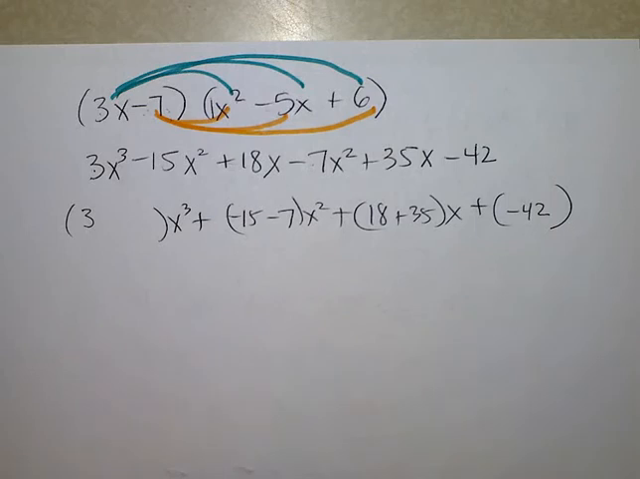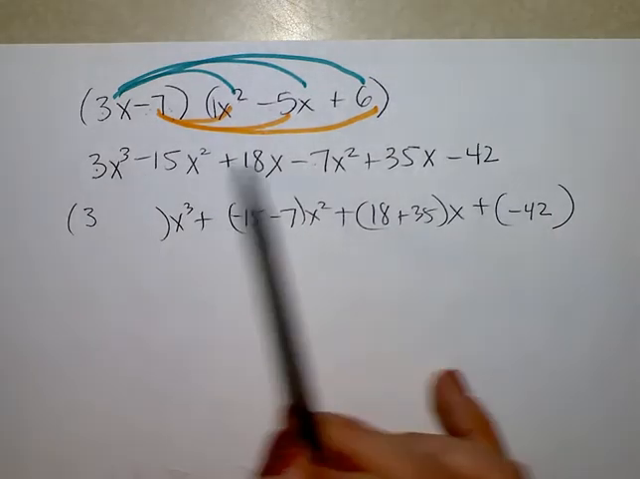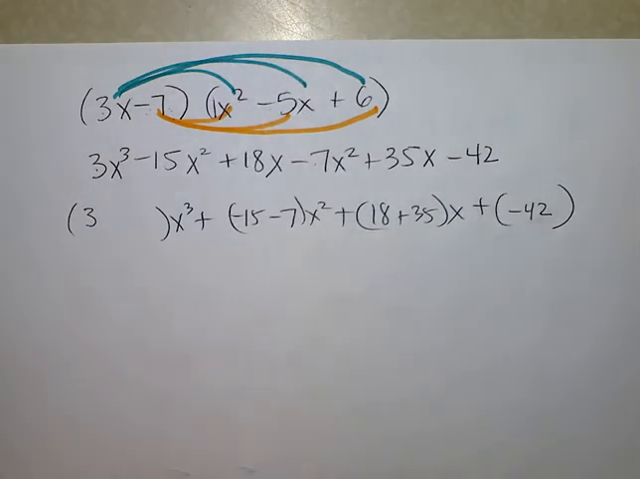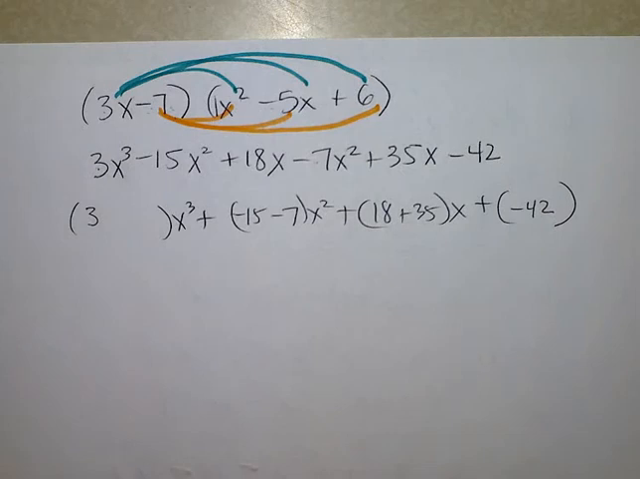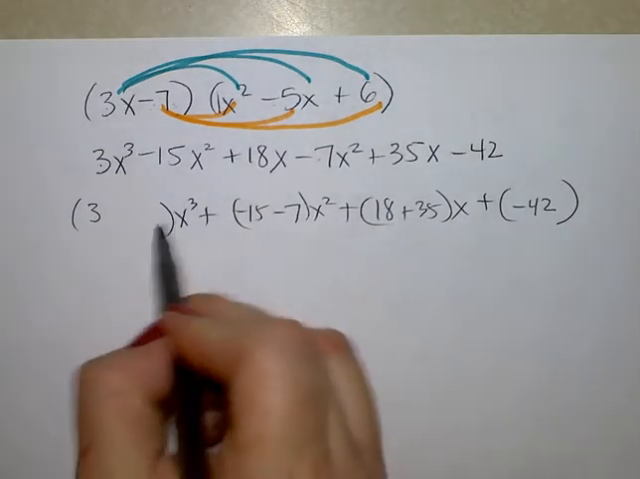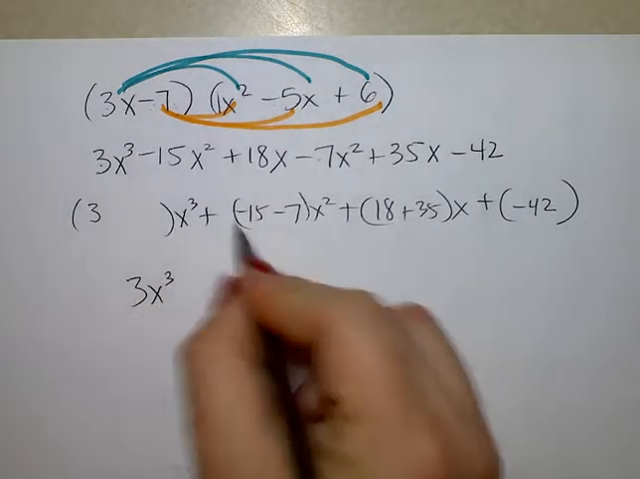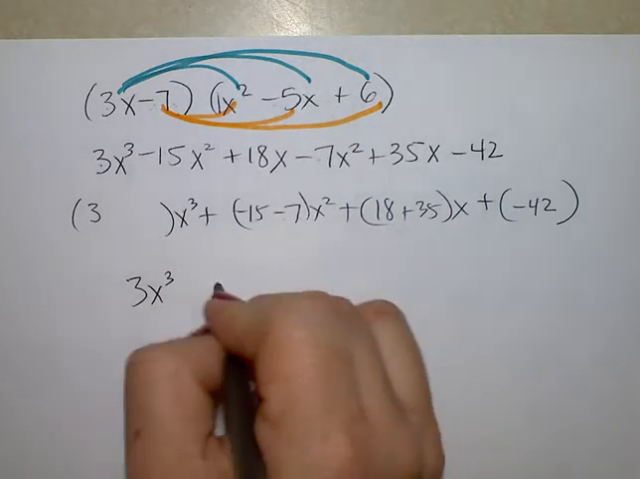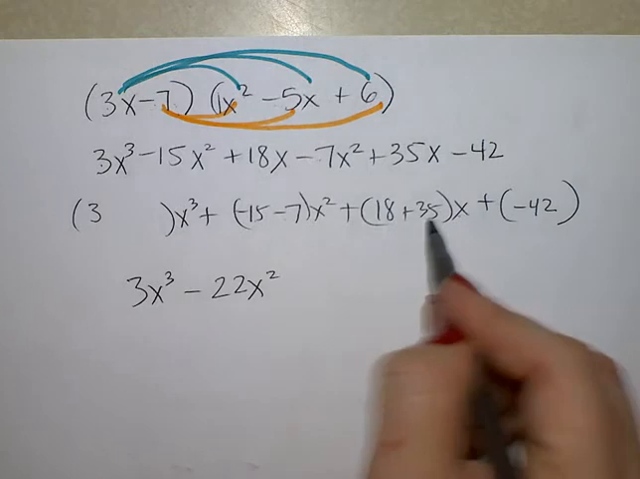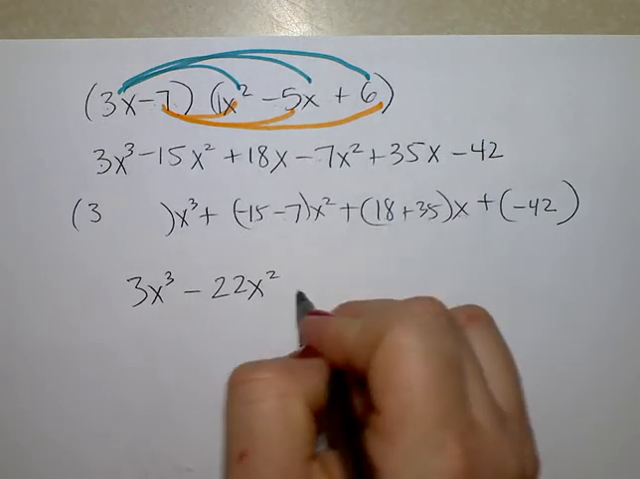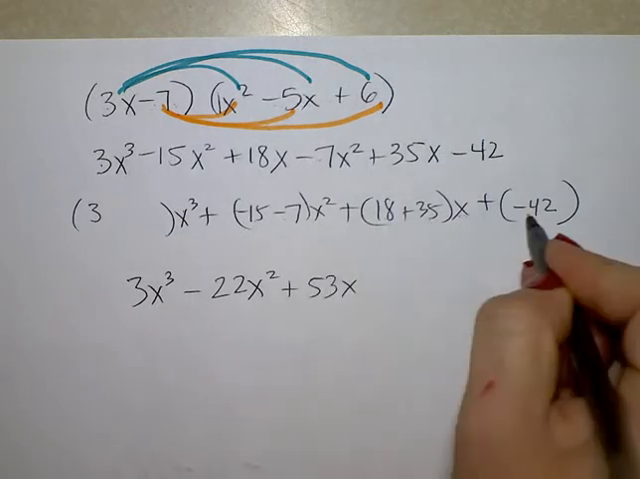Now some of you are going to just choose to combine like terms looking at this line. I'm fine with that. I just want to show realistically this is what we do in our head when we combine like terms. We gather up everything that's an x cubed. We gather up the x squared. Same sign, we add. We keep the sign of the larger number. We gather up just the x's. 18 plus 35 is 53. And then we subtract 42.